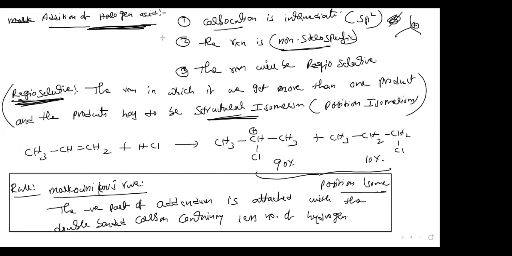And Markovnikov's rule is applicable for which one? It is applicable for an unsymmetrical alkene. It is applicable for an unsymmetrical alkene. Okay, chalo. Now let us make the questions over here, questions related to Markovnikov's rule. Let us do the questions.